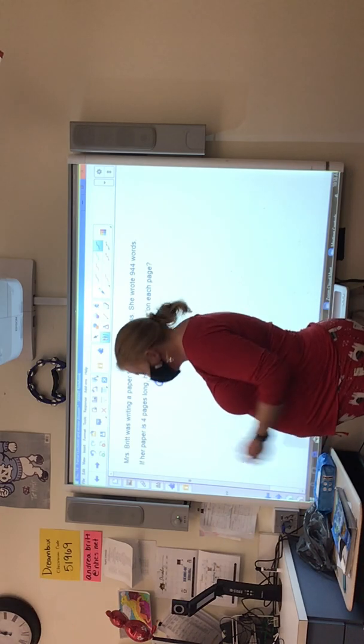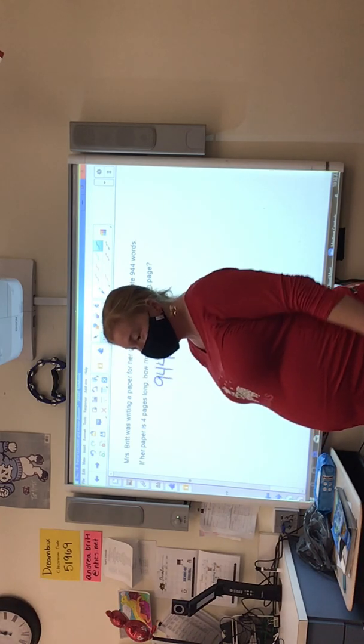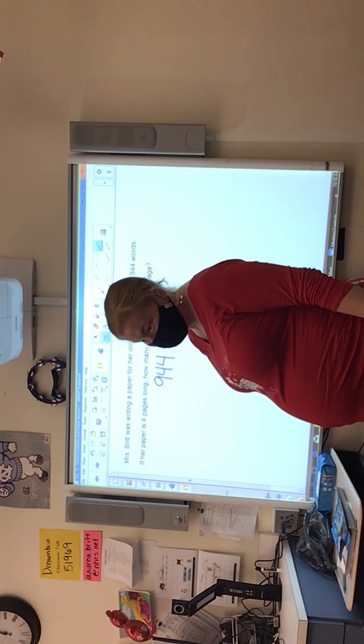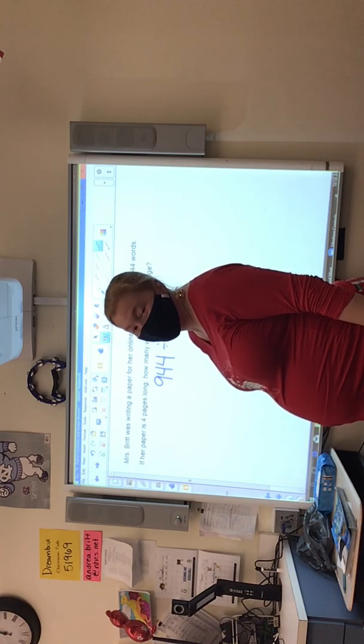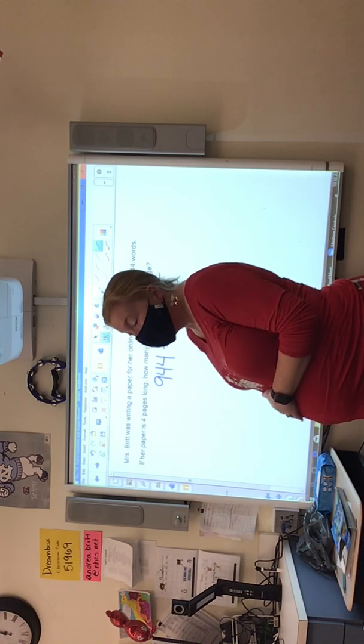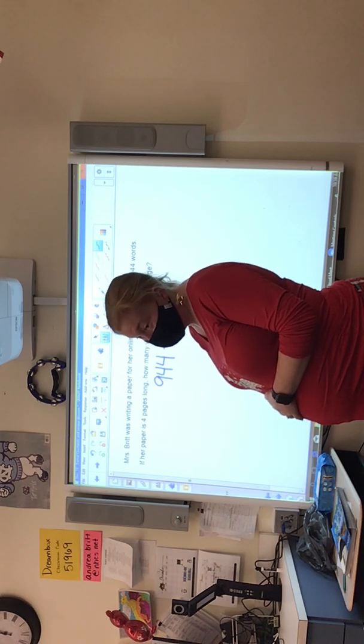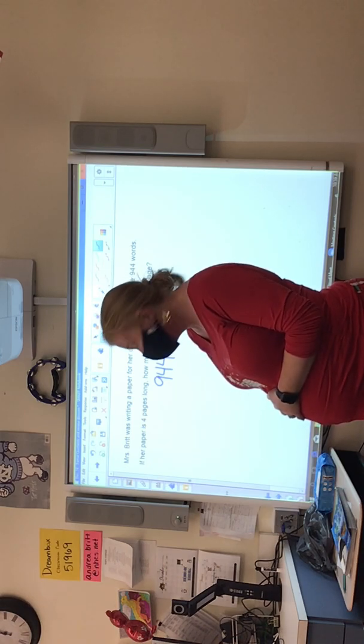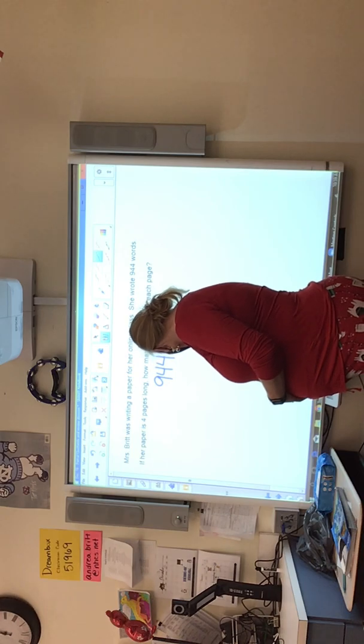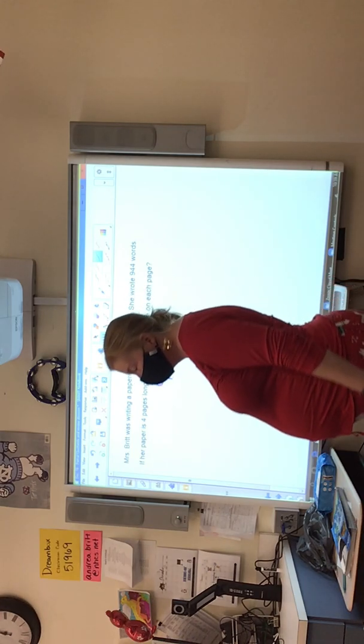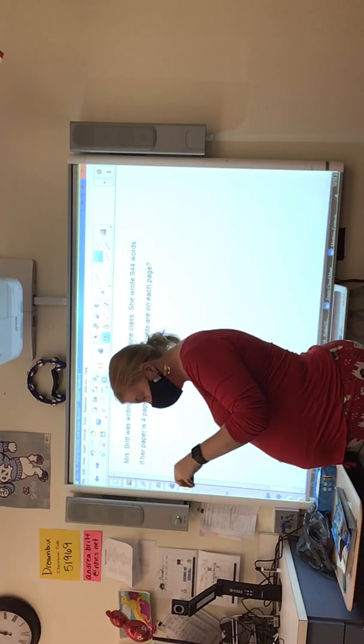Now, you can pick whatever strategy you want, but I would prefer for you to pick the one we haven't done. Area model. We haven't done area model, and I would really love to practice that one, okay? All right, what do we do for area model, friends? First thing, it is going to be a 944 divided by 4.